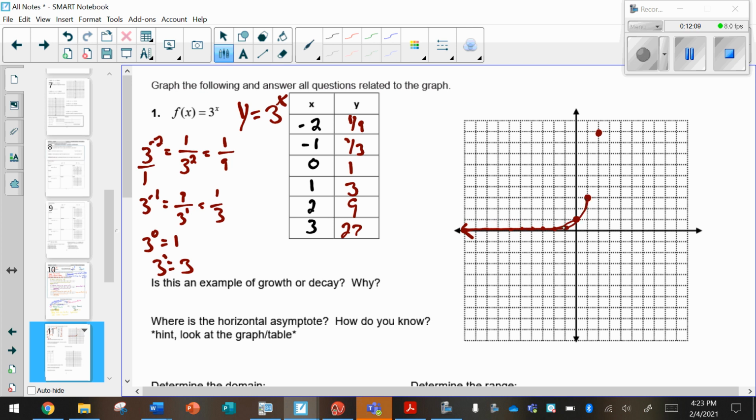But once we're graphing this, it's going to hit these points and grow really quickly and get really steep really fast. So that's our exponential growth because our b value in our equation is greater than 1 and the graph is increasing.